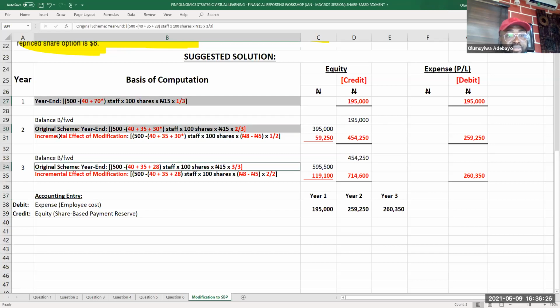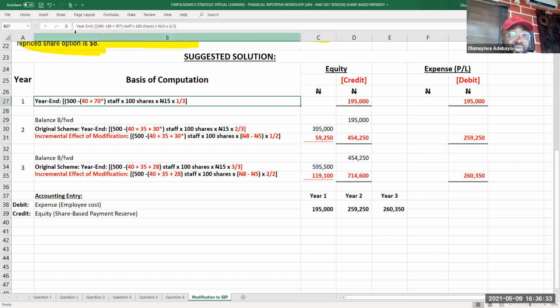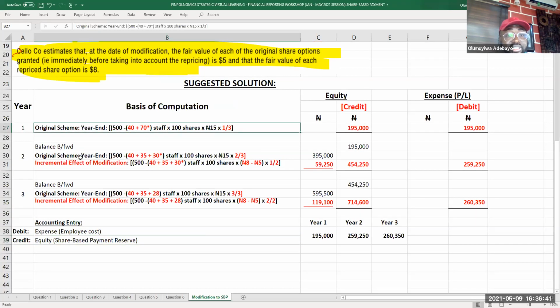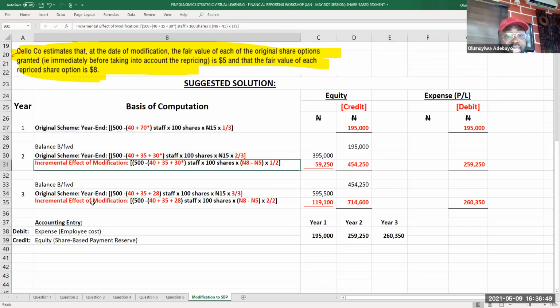The original schemes did not change. Let me just bring it here. Original scheme. Let me leave it in year 1. Did not change, which means this is as if there was nothing that has happened. And that is the issue there. The only incrementer is this and this.